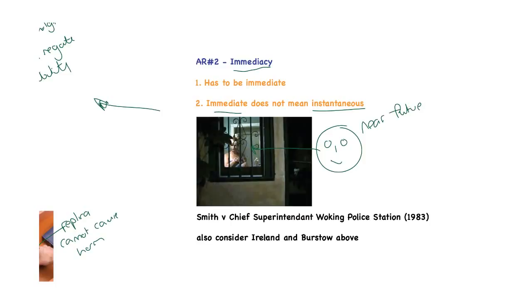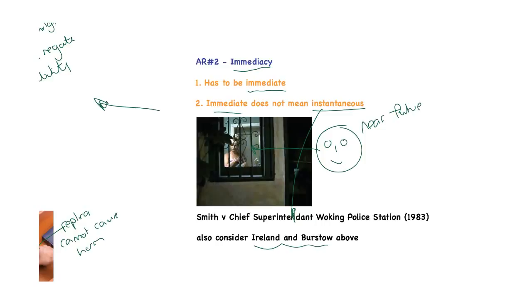So, because of Smith versus Chief Superintendent Woking Police Station, the concept of immediacy does not mean right this very second. Also consider Ireland and Burstow that we've just discussed. They're making telephone calls. The telephone call, unless they're making it from the same room, is not going to be instantaneous. The telephone box might be some 2 or 3 streets away. And this is going to be a decision for the courts and the juries to decide as to exactly whether or not it was immediate enough.